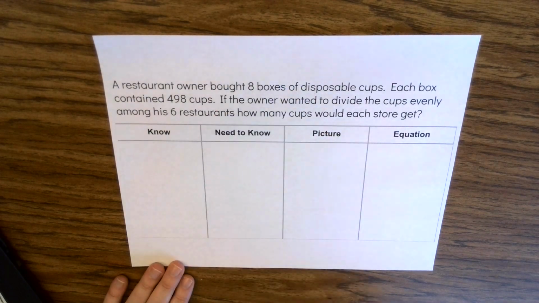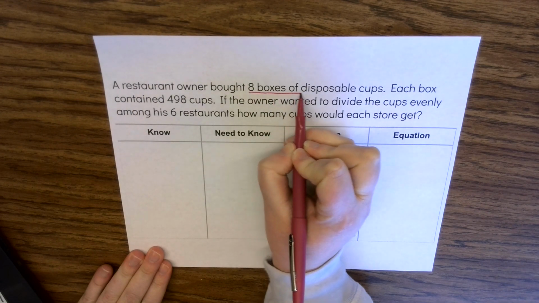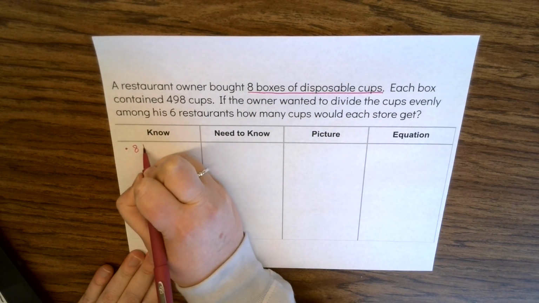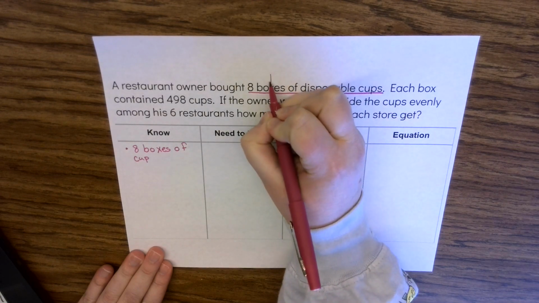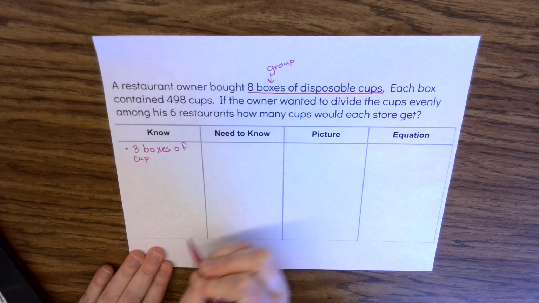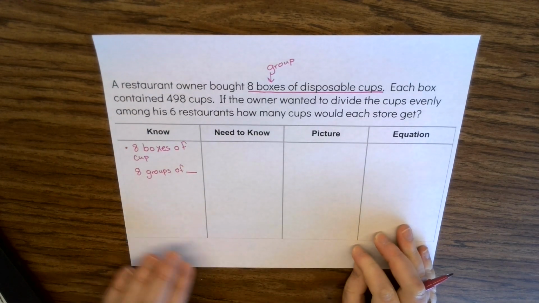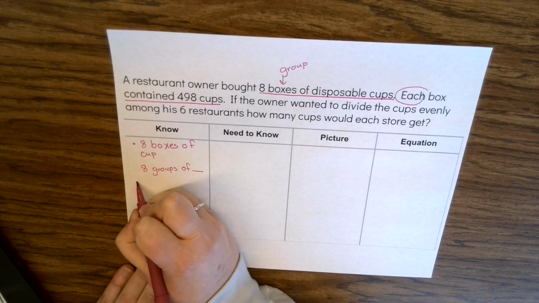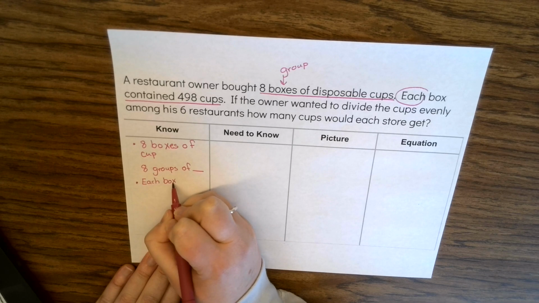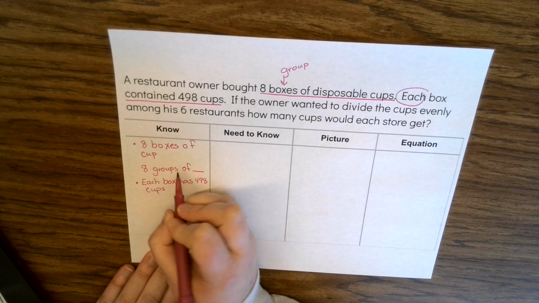All right, let's look at this word problem together. Now, it says a restaurant owner bought 8 boxes of disposable cups. So we know he has a total of 8 boxes. Each one of these boxes represents a group. Okay, so we have 8 groups of, well, let's see if we can figure that one out. Each box contained 498 cups. So each box has 498 cups. So if you go back up here, 8 groups of 498.